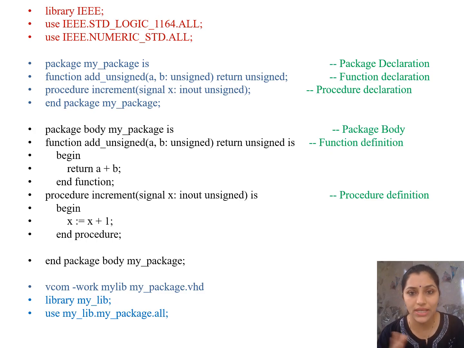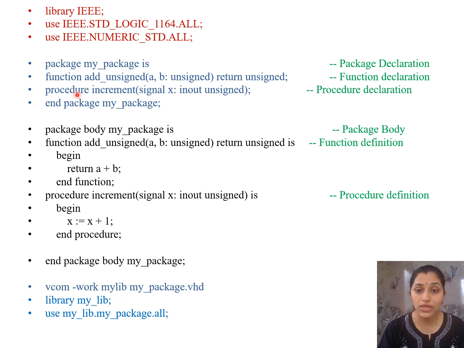See, I have taken one example. So first is library IEEE. We always start our VHDL code with libraries. So library IEEE, I have used two packages here: IEEE.std_logic_1164.all and numeric_std.all. So this is the library part.